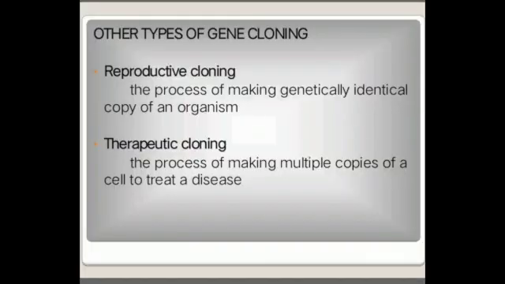Other types of gene cloning. Reproductive cloning is the process of making a genetically identical copy of an organism. Dolly is a female sheep and the first mammal clone, and it is the most well-known example. Therapeutic cloning is the process of making multiple copies of a cell to treat a disease. It is also known as somatic cell nuclear transfer.